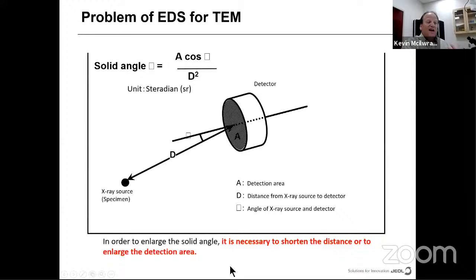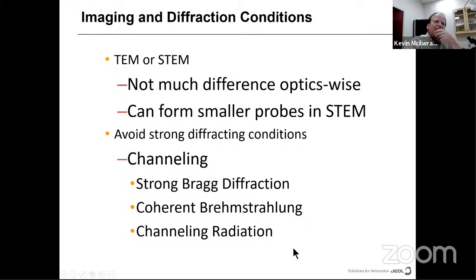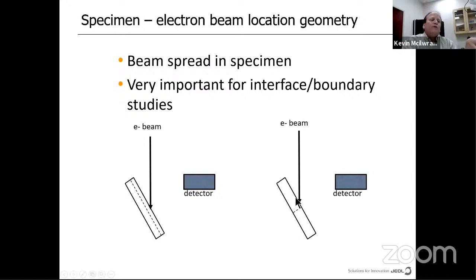So what did we do? We actually took the detector and moved it closer to our source, which is the sample, and that increased the collection efficiency. So we shortened that distance. Another thing to think about is that we can tilt the sample towards the detector. A lot of detectors are pre-tilted now, so you don't have to really do this. It does give you a few more counts. But one of the things also is when you tilt, the sample thickness actually increases a little bit.